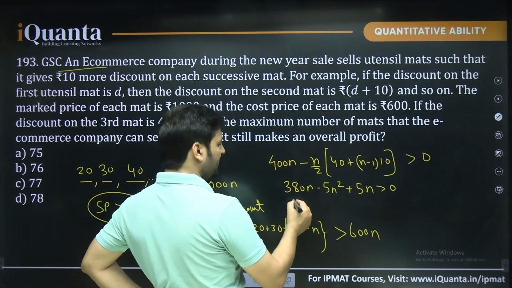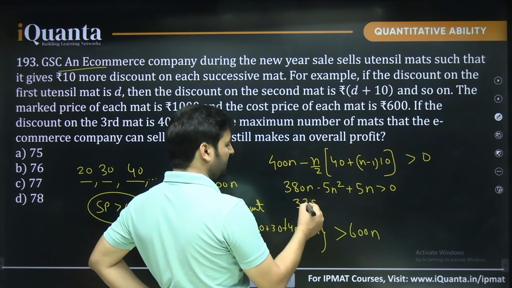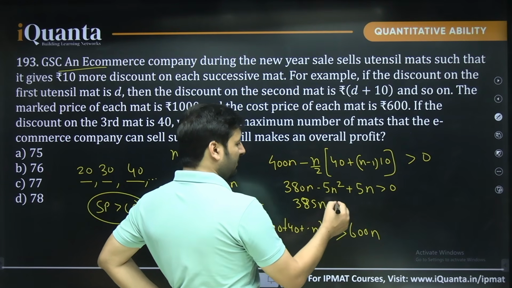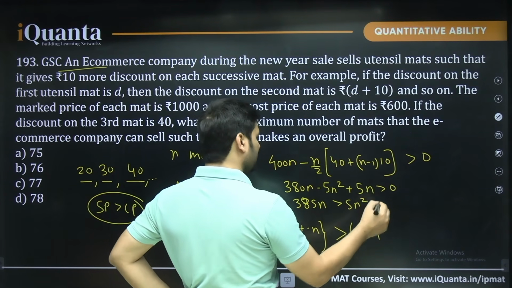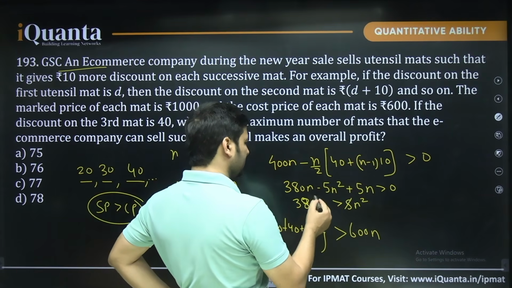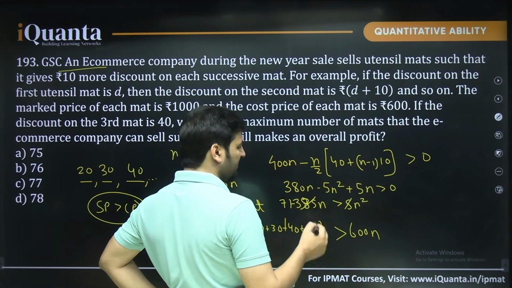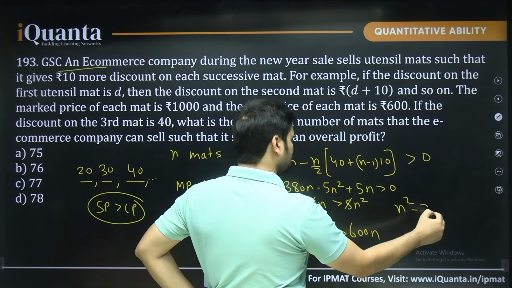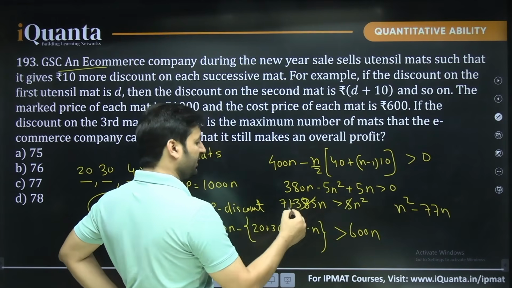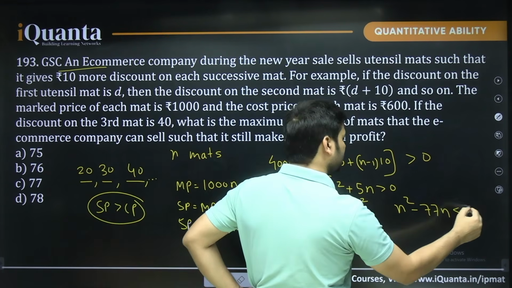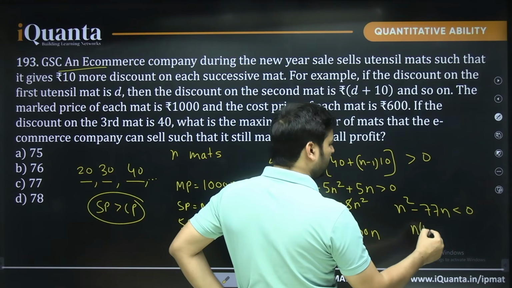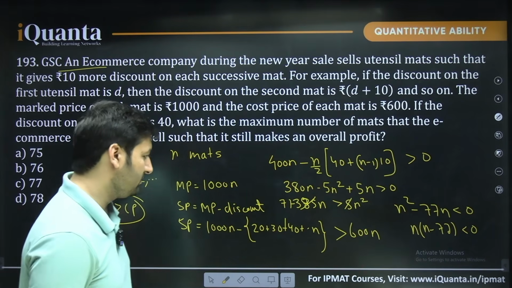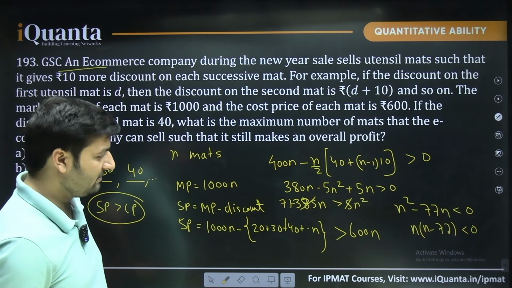So we get 385n greater than 5n square, right? 5 cancels, this 385 is 77 times. So we basically have n square minus 77n, with n square going to that side, it should be less than 0. So n into n minus 77 should be less than 0, isn't it?